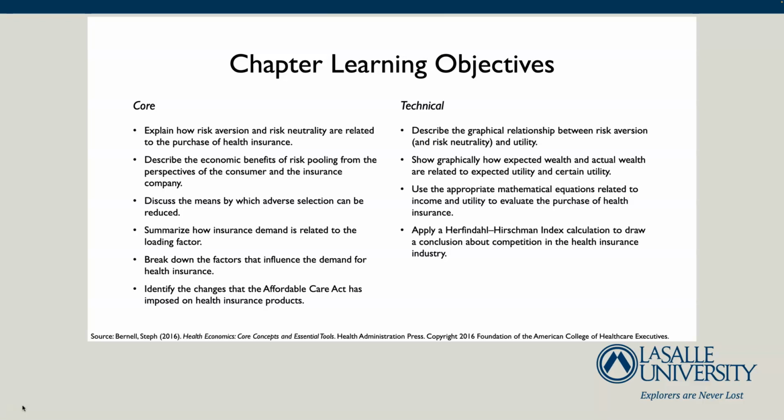Show graphically how expected wealth and actual wealth are related to expected utility and certain utility. Use the appropriate mathematical equations related to income and utility to evaluate the purchase of health insurance. And this is something you've already worked through, but apply a Herfindahl-Hirschman index calculation to draw a conclusion about competition in the health insurance industry.